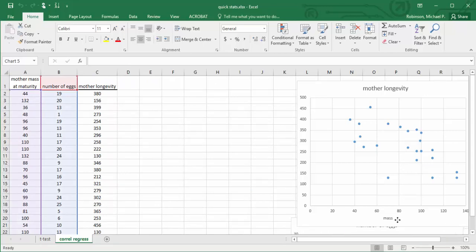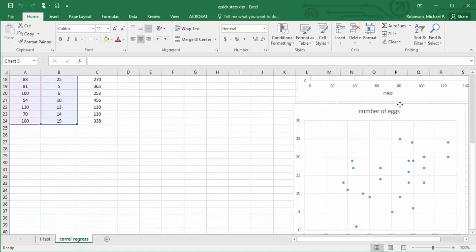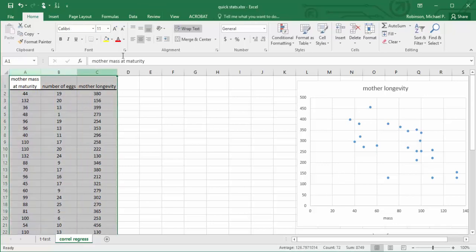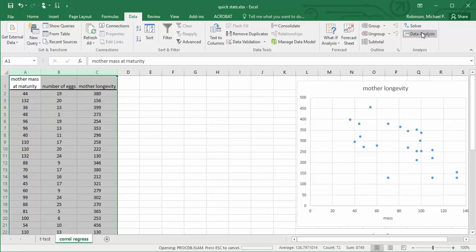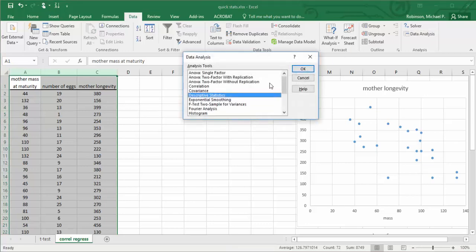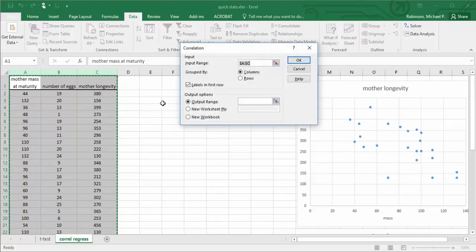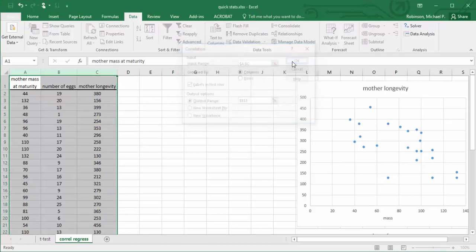So what can we do? We can say, all right, are these variables correlated with each other? So I'm going to go here to data. If you don't know how to do this, see my t-test video, and data analysis and correlation. The input range, I'm going to select these three. They're grouped by columns. Labels are in the first row. And let's put the output right here. Boom.